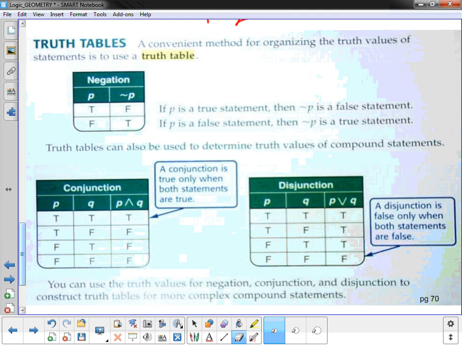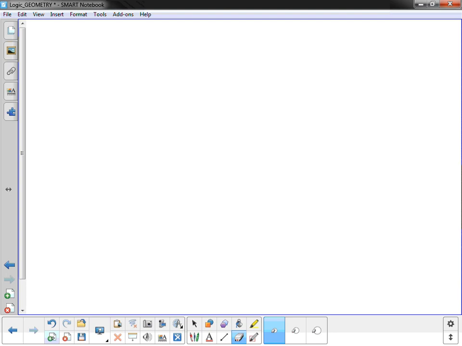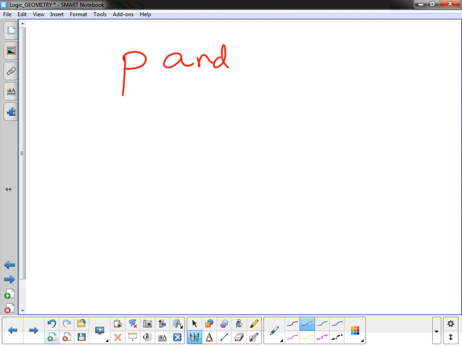So I can use the truth values of negation, conjunction, and disjunction to construct truth tables for more complex statements. So let's take a look at one right now. I'm going to make a truth table. So here we go. The first thing I'm going to do is identify what my statement is. I have P and not Q. So that's the truth table I want to make. If I want to write that out the other way, P and not Q would be my notation, or P ∧ ¬Q. Any one of those is my statement.